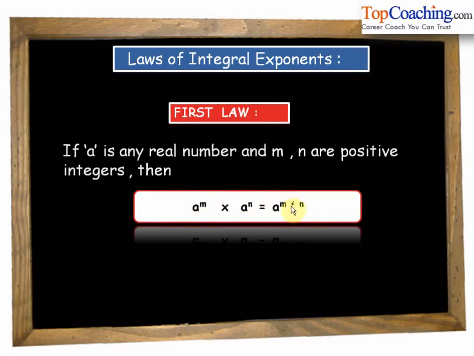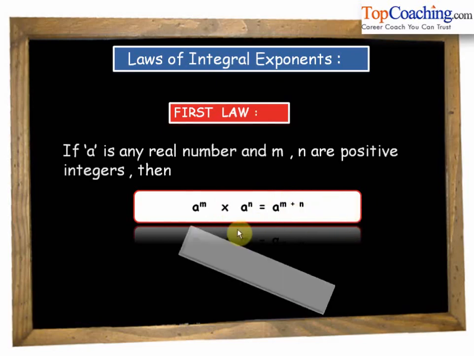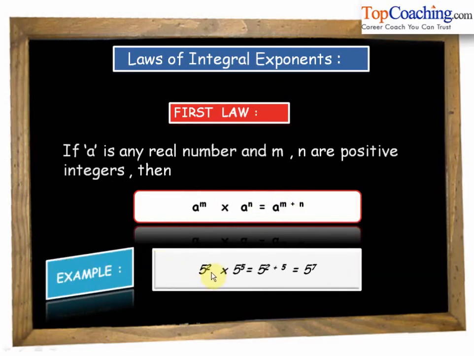So we can write this as equal to a to the power of m plus n. Let's see an example. 5 square into 5 to the power of 5. If we have to multiply 5 square into 5 to the power of 5, this could be written as 5 to the power of 2 plus 5, which is equal to 5 to the power of 7. So 5 square into 5 to the power of 5 is nothing but 5 to the power of 7. We simply add these indices or exponents. So we can say that if we have to multiply a to the power of m with a to the power of n, then their product is nothing but a to the power of m plus n. We simply add the exponents.